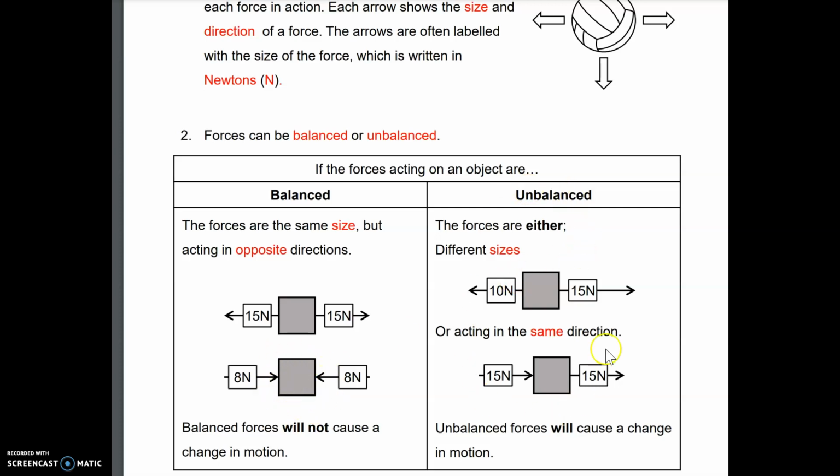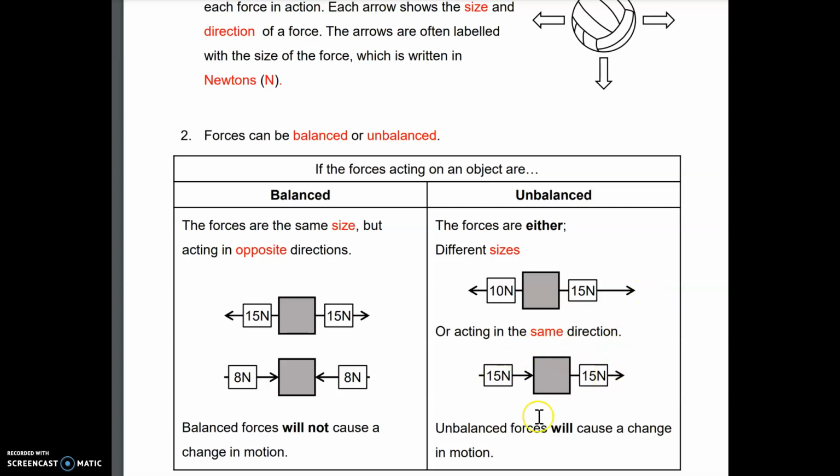Now, as far as unbalanced forces go, unbalanced forces can either be forces of different size, going in opposite directions, like you see here. We have 10 newtons of force pulling to the left and 15 newtons of force pulling to the right. That's an unbalanced force. And then the object is going to move in the direction of the stronger force. So this first box here is going to move to the right.